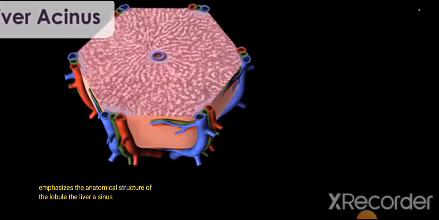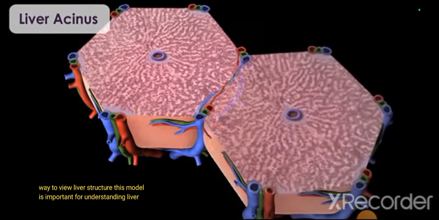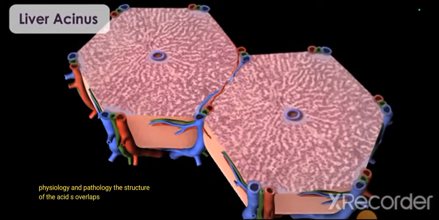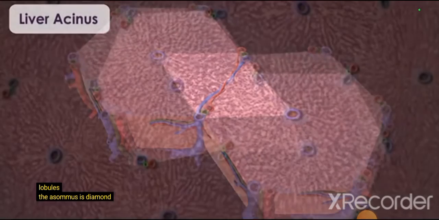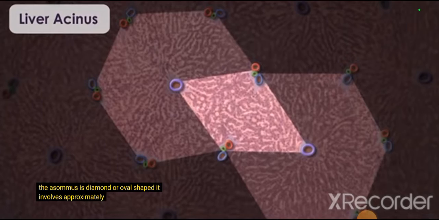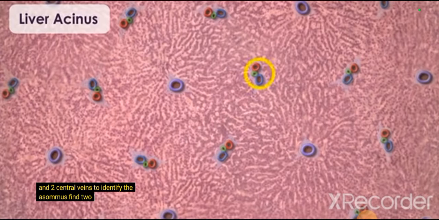The liver acinus is another way to view liver structure. This model is important for understanding liver physiology and pathology. The structure of the acinus overlaps two classic liver lobules. The acinus is diamond or oval shaped. It involves approximately 2 portal triads and 2 central veins. To identify the acinus, find 2 adjacent portal triads. This makes the short axis.